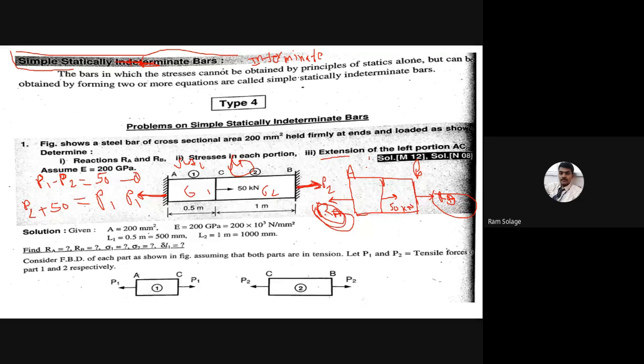Now, how to calculate RA and RB? Whenever there is a fixed support, there will be a reaction. Instead of RA and RB, we have taken P1 and P2, no problem. In such problems asked in examination, always show the direction of force opposite to the support. This is P2, this is P1, and this is the intermediate force, 50 kilonewton.